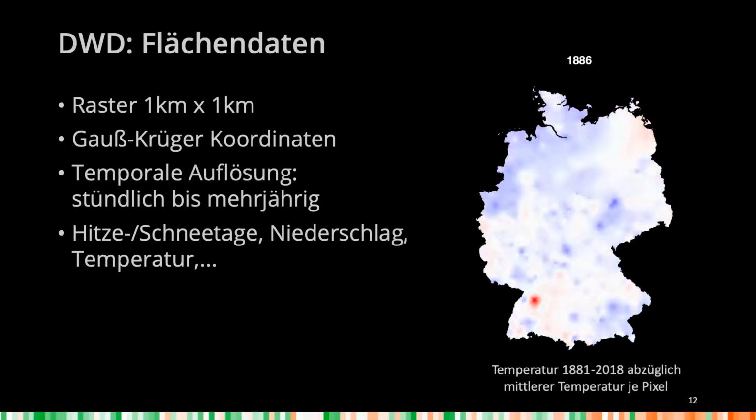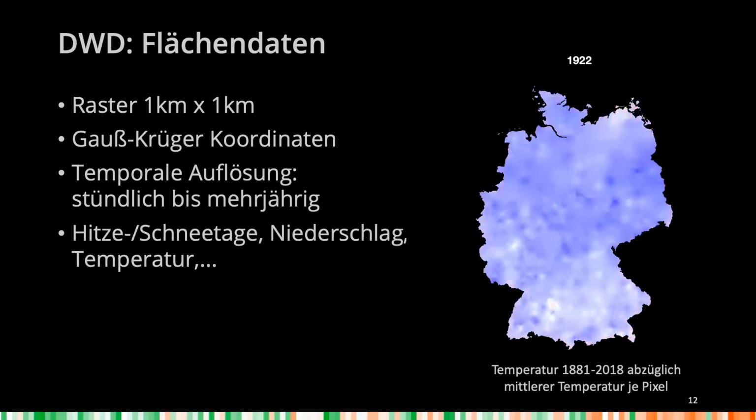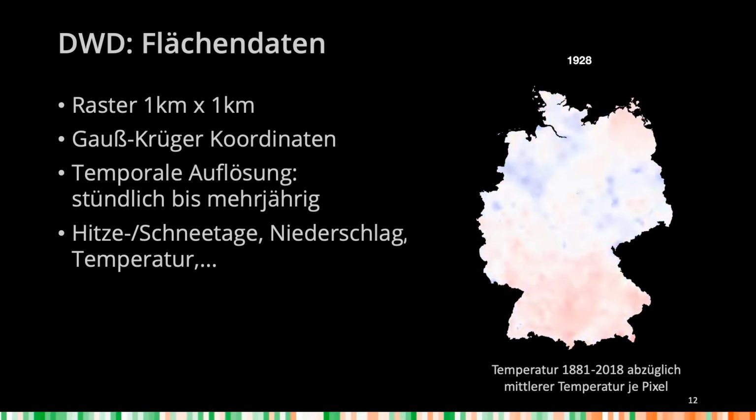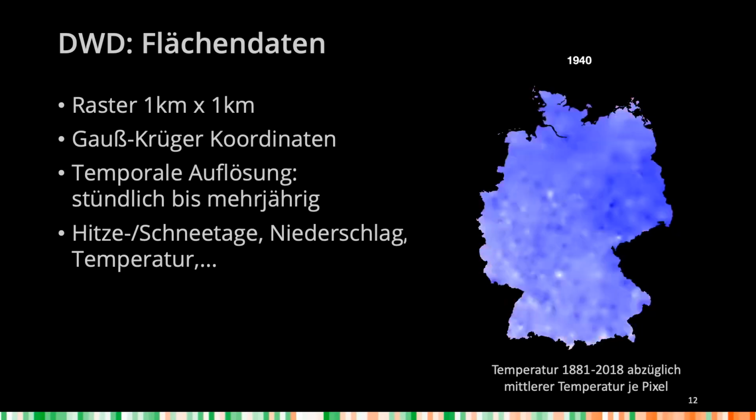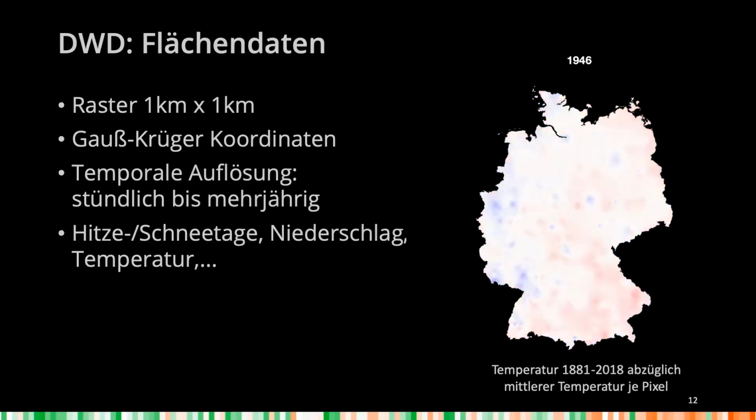So let's have a quick look at this data set. It's surface data, so there are a lot of variables. I show you the air temperature in this animation. Every pixel is 1 × 1 kilometer. That's the resolution of this data set. And for every pixel, the average is subtracted from the actual value. The coordinates are unfortunately Gauss-Krüger. That's a rectangular coordinate system. It's quite difficult to interpolate there. So for the script you can get on GitHub, I changed these to geographic coordinates.